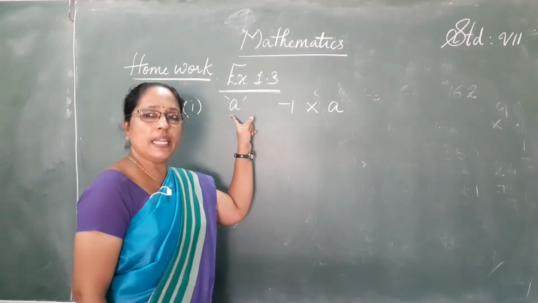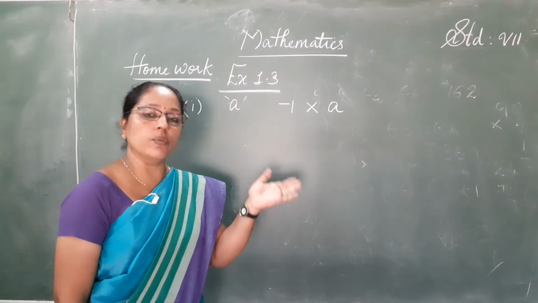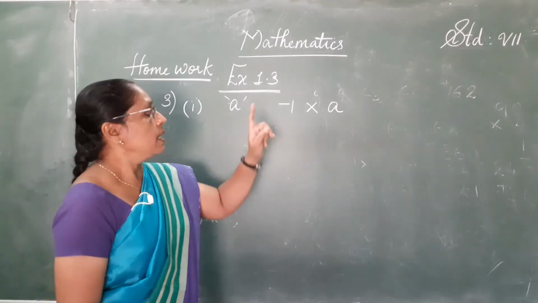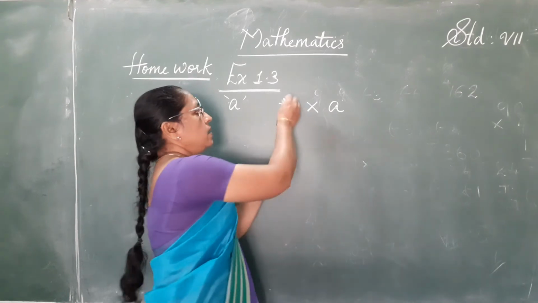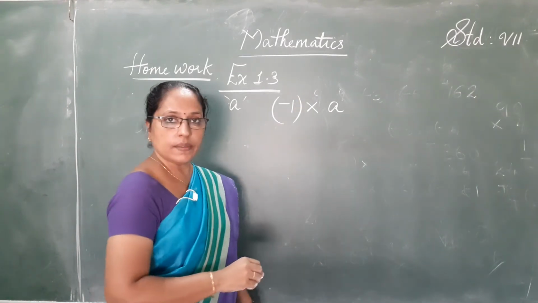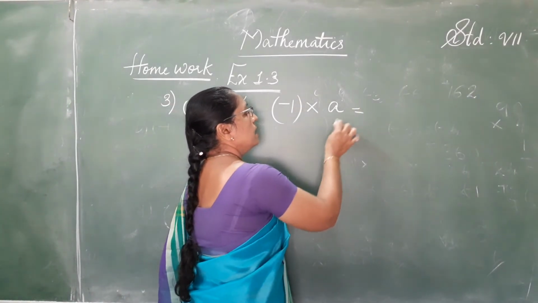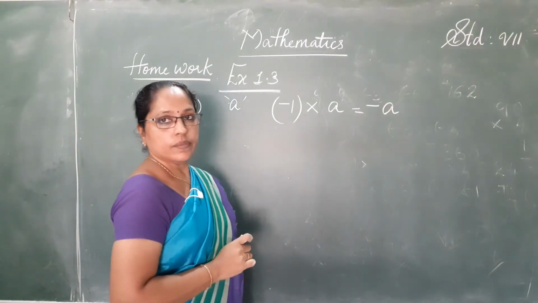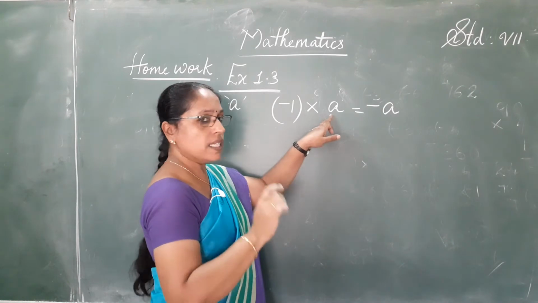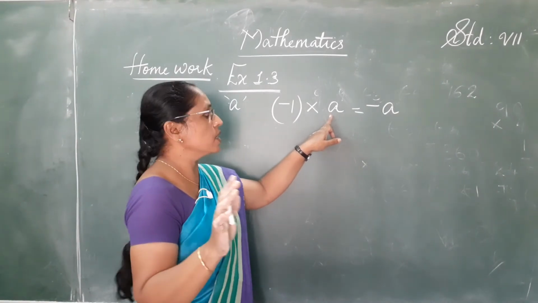For any integer, a can be any integer, positive or negative. Now, when you multiply a with negative 1, what is the answer? The answer will be negative a. Here a is a normal integer, can be positive or negative.